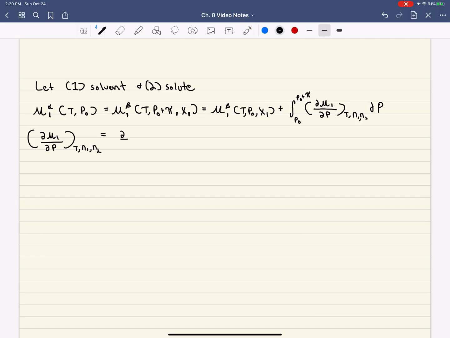And so we know that by definition, the chemical potential of the solvent can be written like this, where chemical potential is just the partial derivative of the total Gibbs energy at constant temperature, pressure, and N solute. It's the partial derivative of that with respect to the moles of the solvent. Okay. All right, and so this is the definition of this partial derivative.